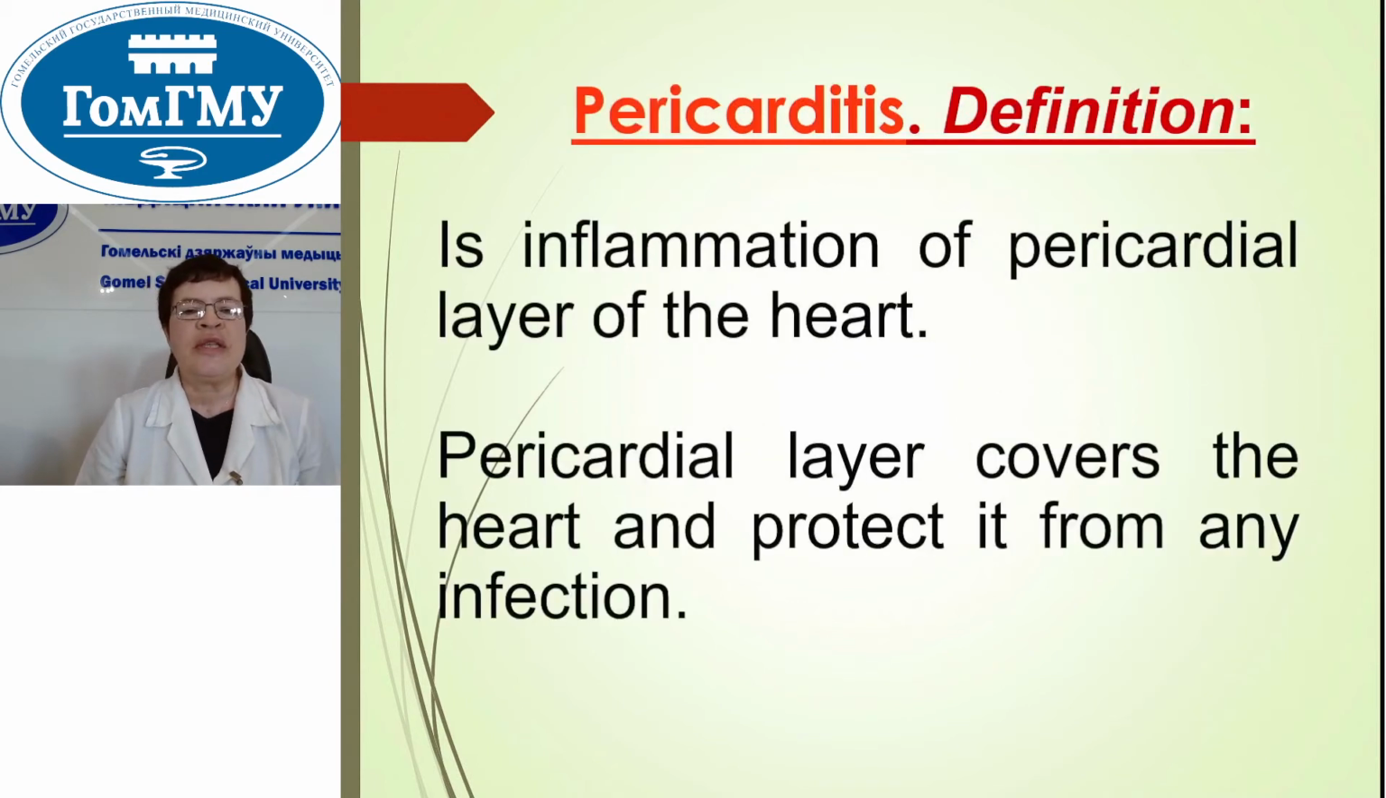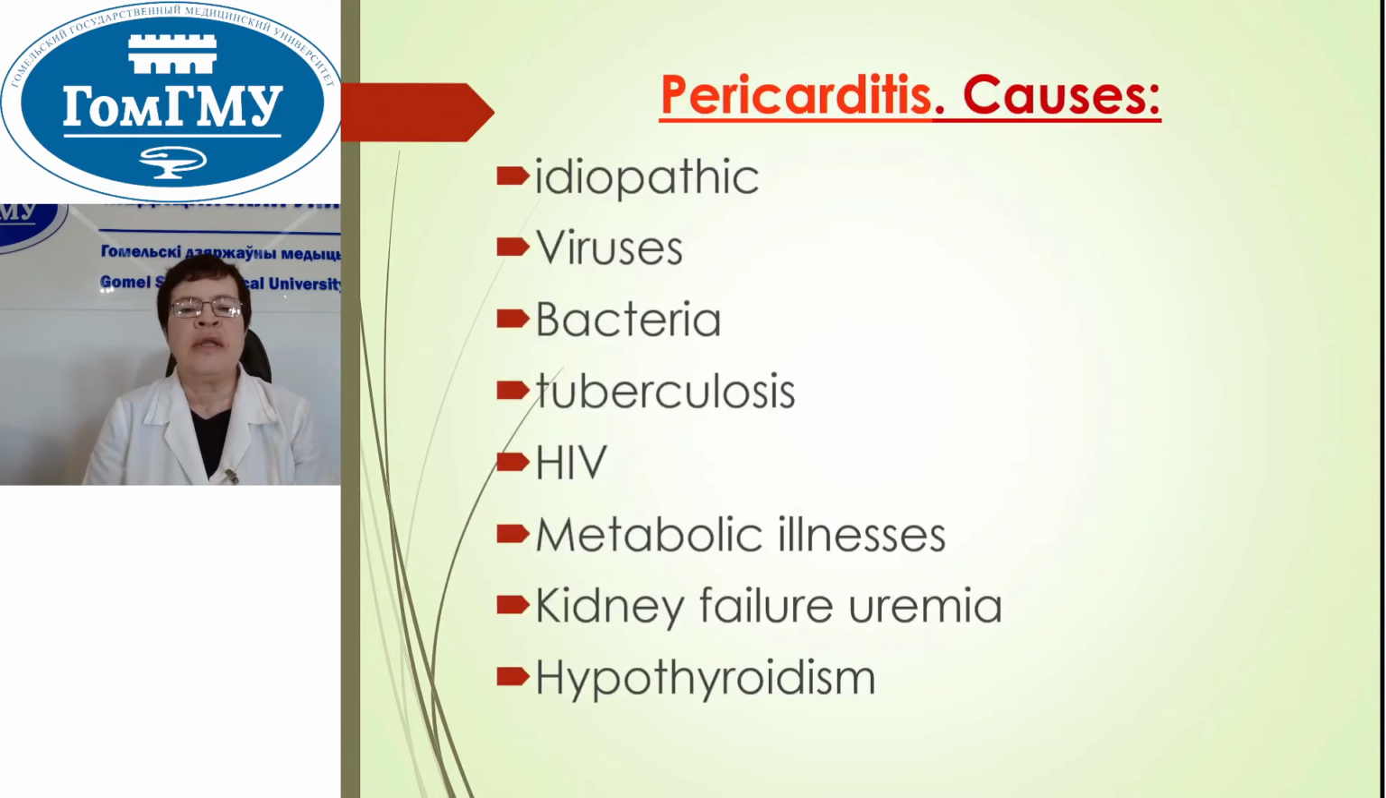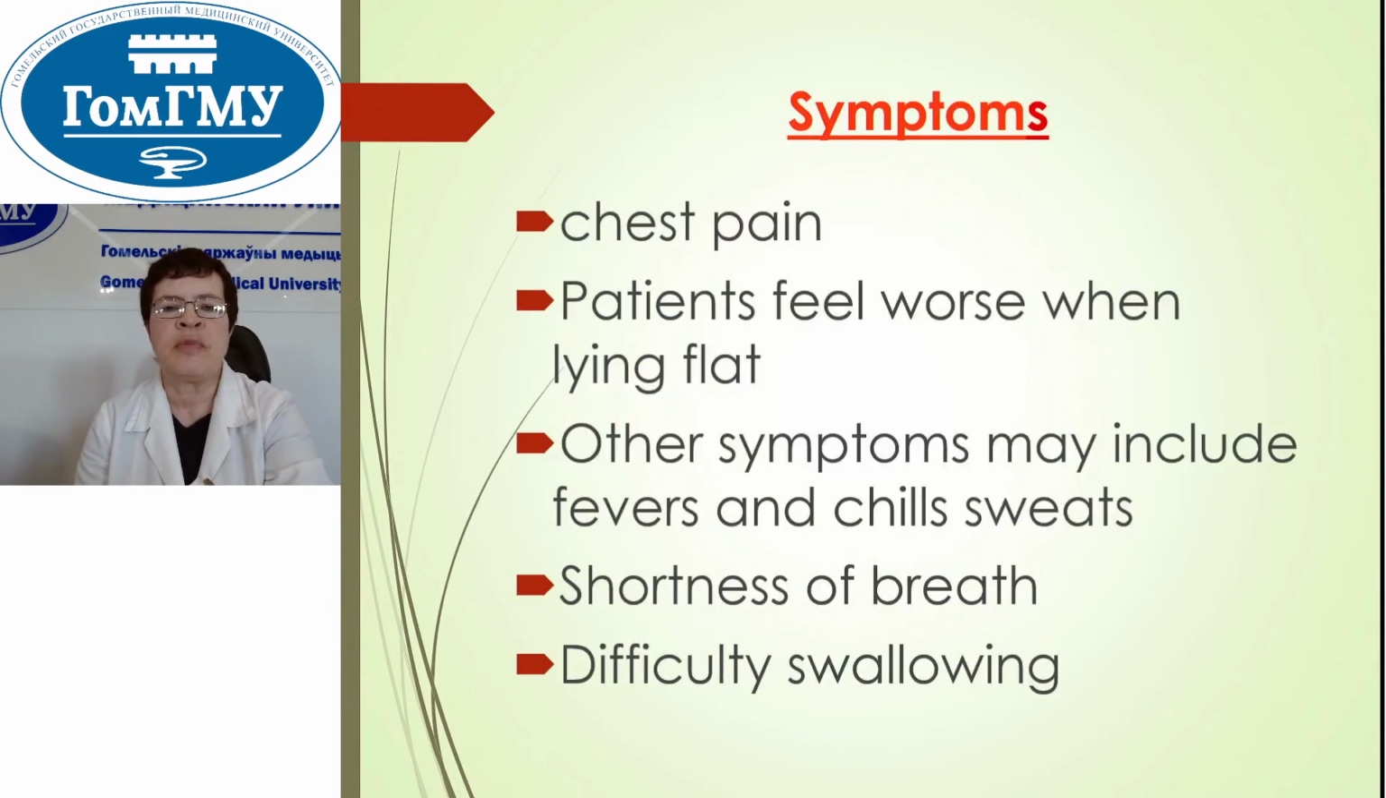Pericarditis. According to the definition, pericarditis is inflammation of the pericardial layer of the heart. The pericardial layer covers the heart and protects it from any infection. The main causes of pericarditis: idiopathic, viruses, bacteria, tuberculosis, HIV, metabolic illnesses, kidney failure, uremia, and hypothyroidism.